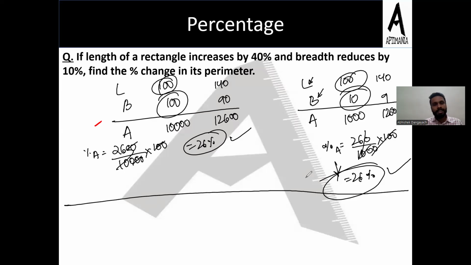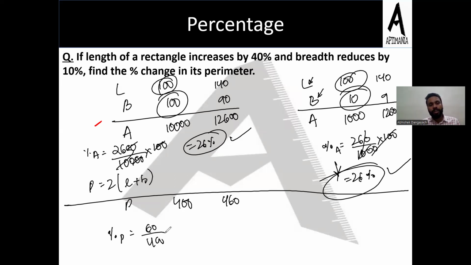अब पेरीमीटर की बात कर लेते हैं इसी में. पेरीमीटर फर्स्ट केस में 100 प्लस 100 200 का डबल 400, बिकॉज पेरीमीटर ऑफ रेक्टेंगल का फॉर्मूला होता है ट्वाइस ऑफ एल प्लस बी. It is 140 and 90, 230, double 460. So when I'm talking in terms of percentage change in perimeter, there is an increment of 60 on 400 into 100, which turns out to be 15%, which is the correct answer that majority of you are getting.